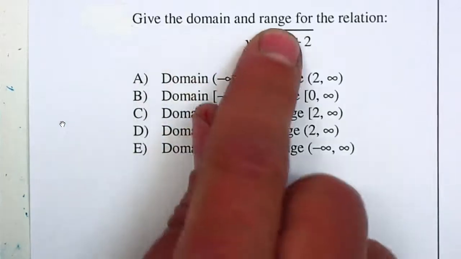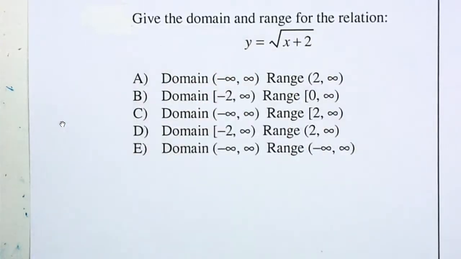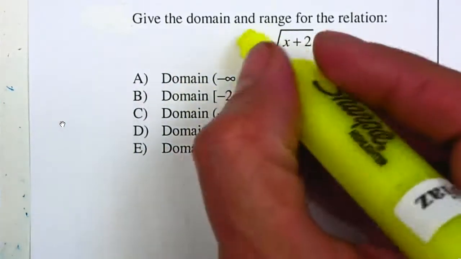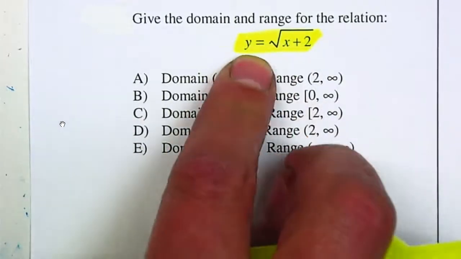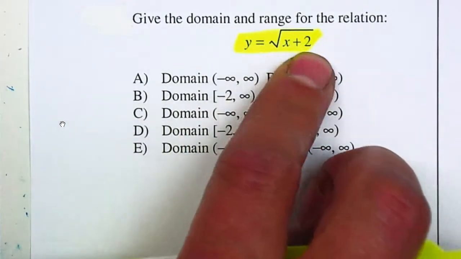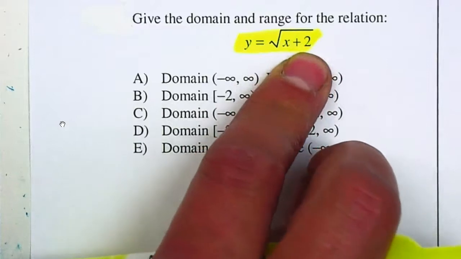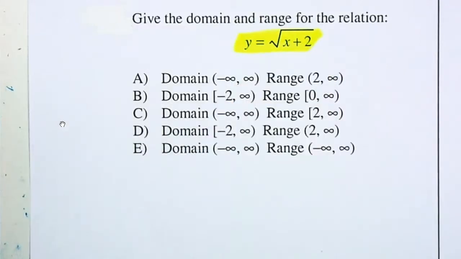Give the domain and range for the relation. They give you a square root in this relation. We have y is equal to the square root of x plus 2. And notice that the plus 2 is inside the square root. It makes a big difference.